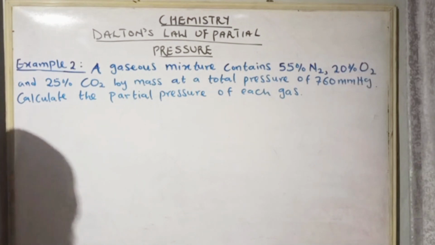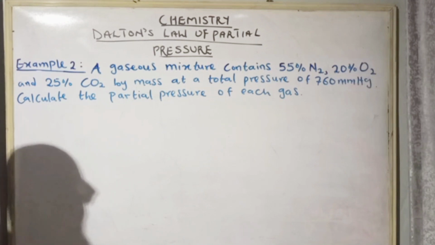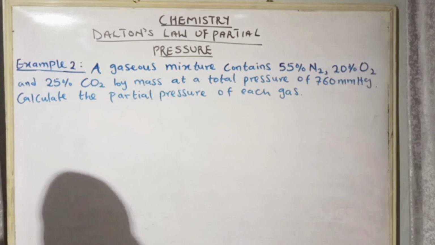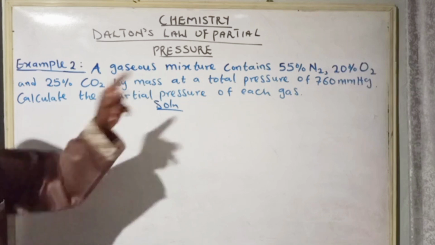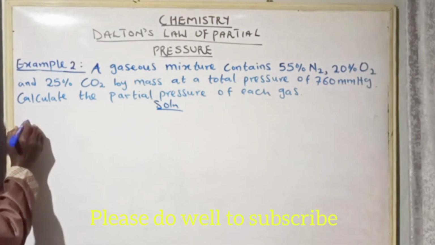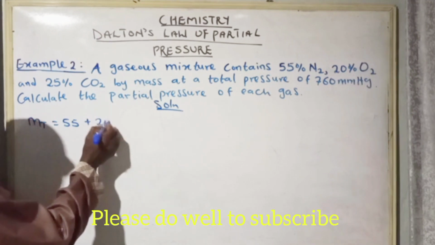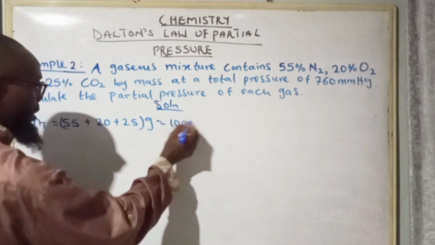Example 2. A gaseous mixture contains 55% nitrogen, 20% oxygen, and 25% carbon dioxide by mass at a total pressure of 760 mm of mercury. Calculate the partial pressure of each gas. This is also similar to what we have learned in example 1. Let us get the total percentage of the gases. This percentage can also be converted to mass. That is, total mass will be 55 plus 20 plus 25, all in grams. When you sum it up, we have 100 grams.